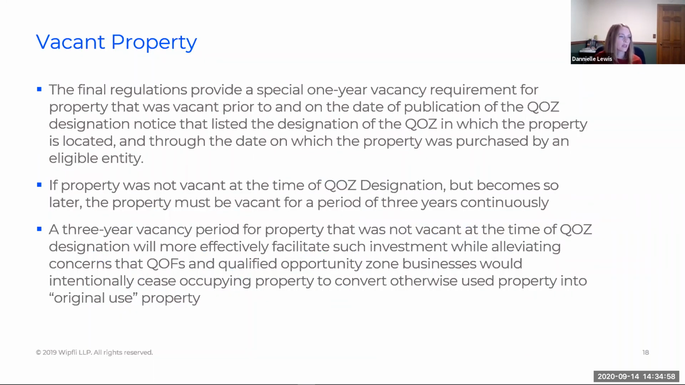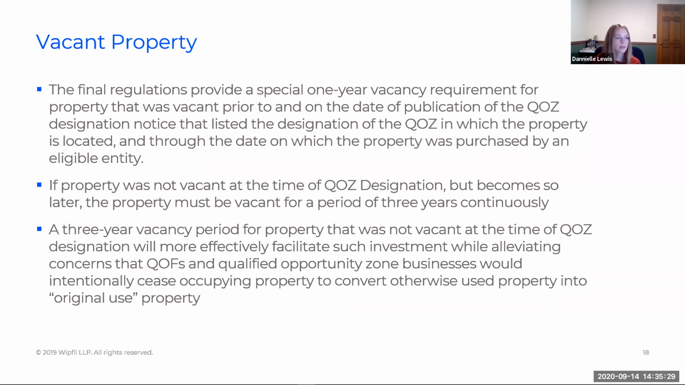Additionally, they lessened the restrictions on vacant properties. I think the final regulations provide a 1-year requirement if the property was vacant at the date of the publication of the OZ designations. So that came in handy for a few people. And if it wasn't vacant at the time of the OZ designation, if it was vacant for a continuous period of 3 years, then it would also meet the idea of being vacant property.